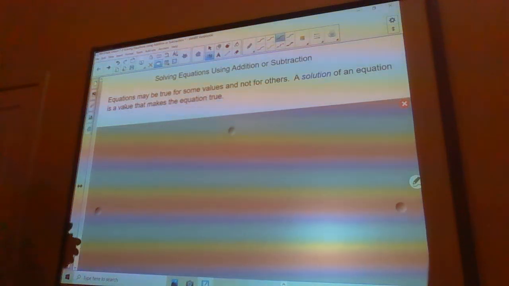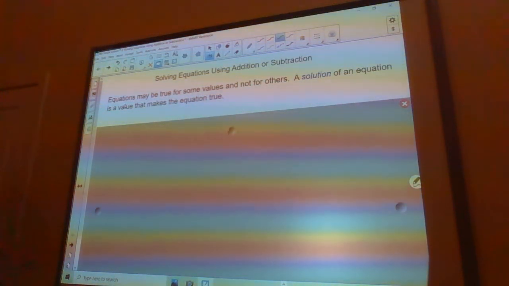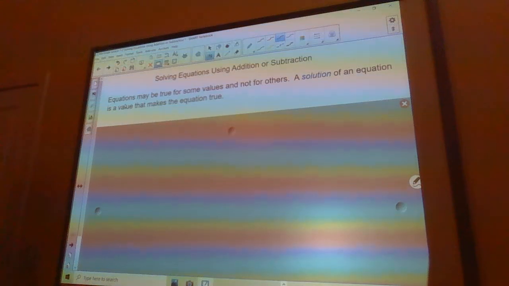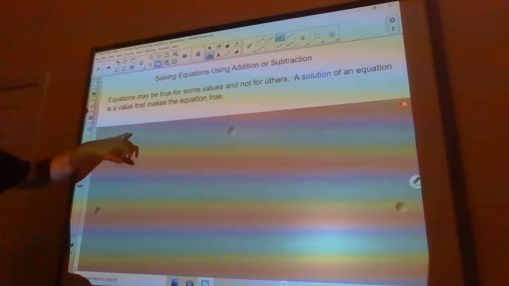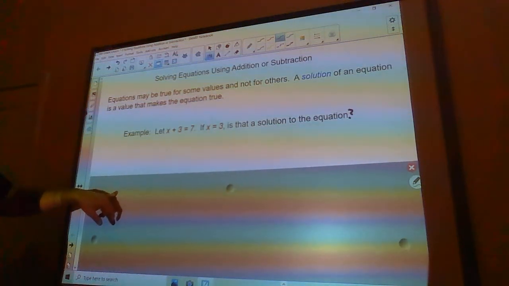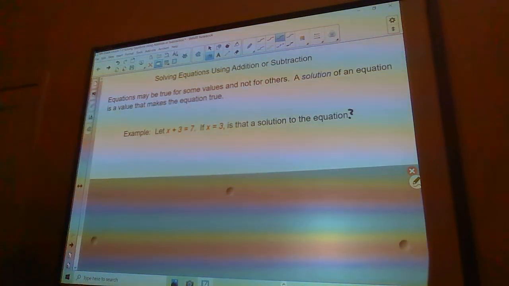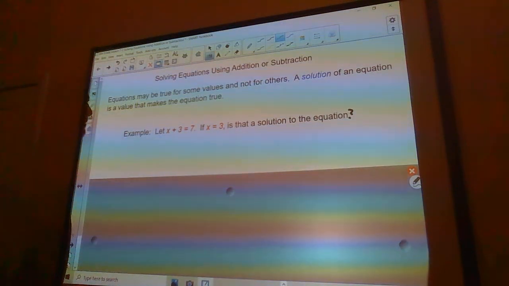Equations can be true for some values and not true for others, as you'll see in just a couple minutes. A solution of an equation is a value that makes the equation true. It makes both sides of the equal sign equal. So if we look here, let x plus 3 equals 7. If x equals 3, is that a solution to the equation?